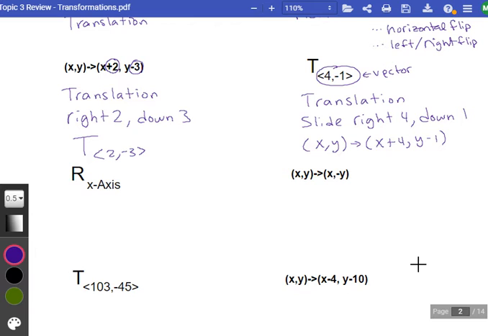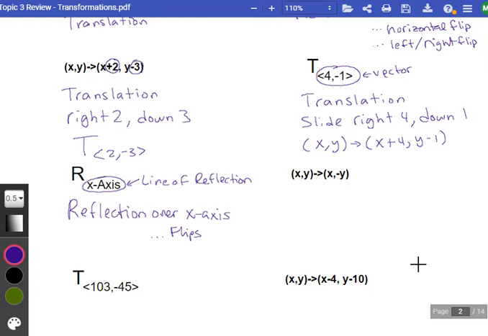Here we have another line of symmetry, or again called line of reflection. Okay. So you definitely have a reflection over the x-axis. Now the x-axis is the one that runs side to side, and so we can also say that it flips vertically.